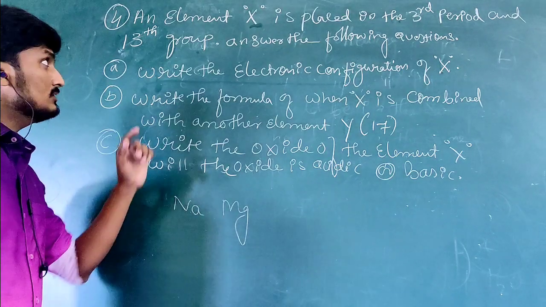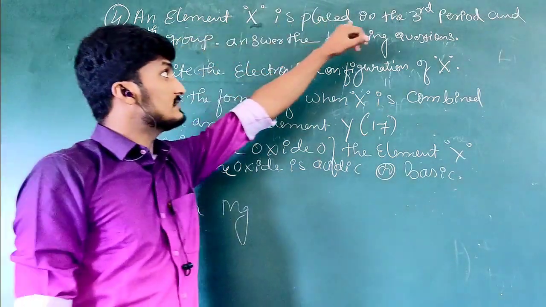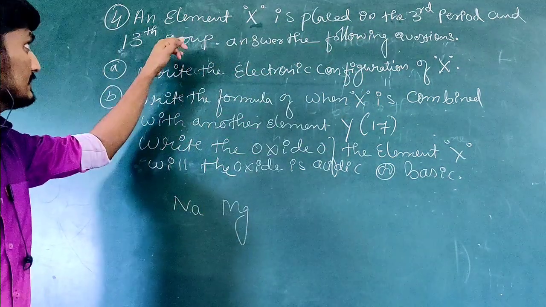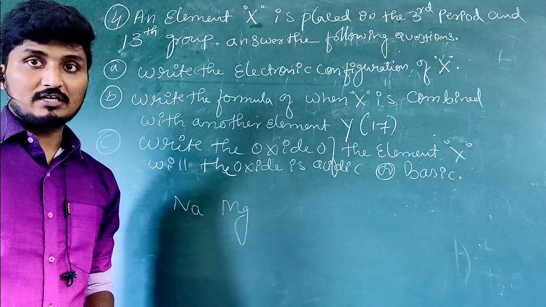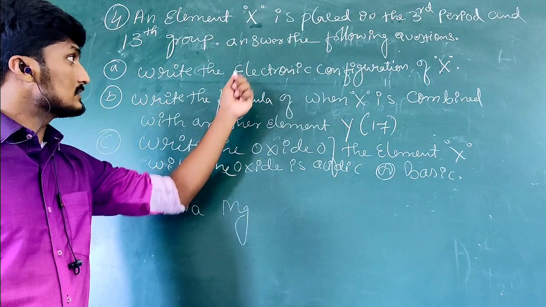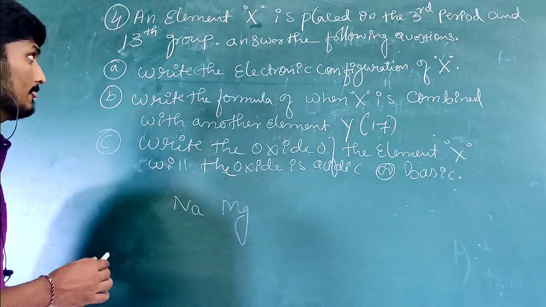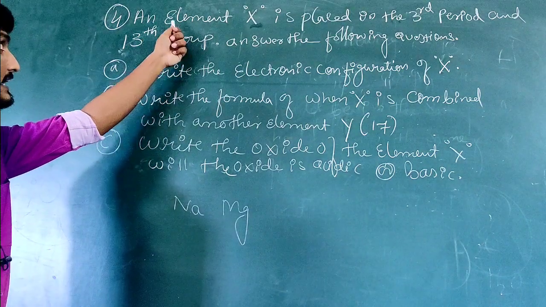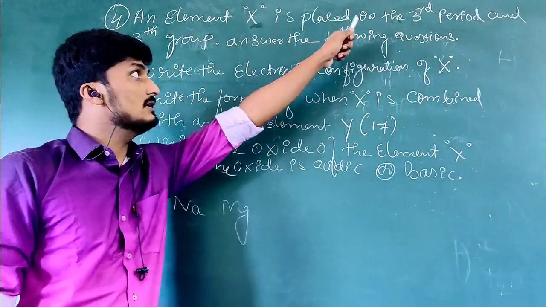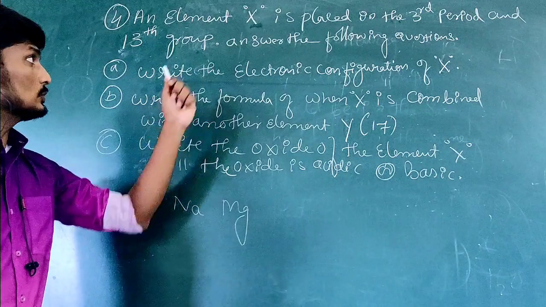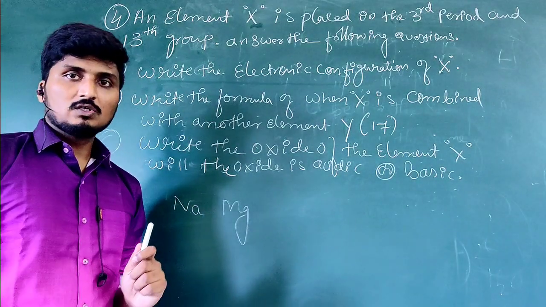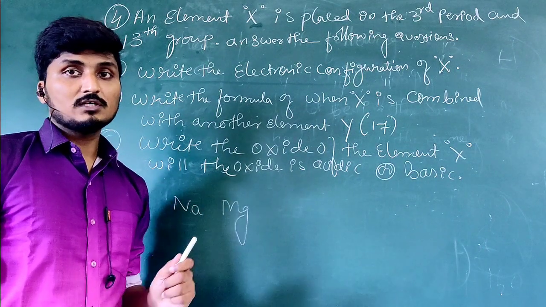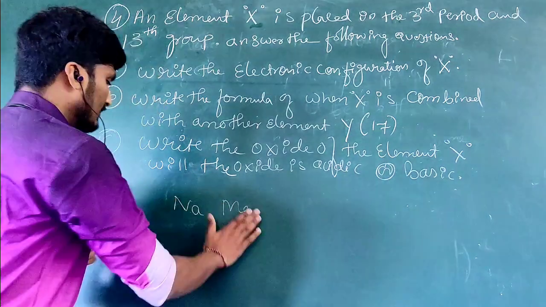Read the question, children. An element X is placed in the third period and 13th group in the modern periodic table. So here are some questions we need to answer. Once again I am reading the question. An element X is placed in the third period and 13th group in the modern periodic table. So we need to answer the following questions here.